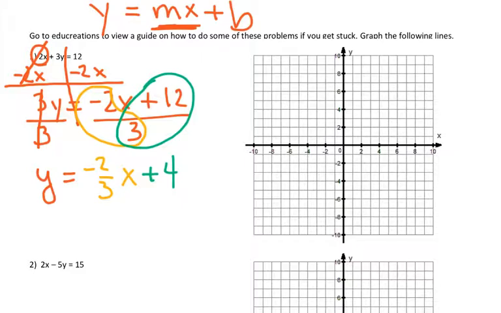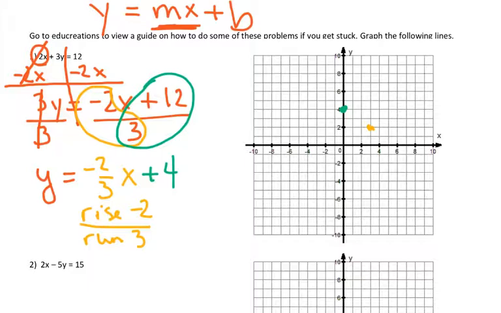So I'm going to start with my y-intercept of 4. So I plot my y-intercept of 4 on my graph. And remember that the slope tells us to rise negative 2, which means I need to go down 2, and run 3, which means I need to go right 3. And we start from the point that I already plotted. So from the 4, I'm going to go down 2 and right 3, and I'm going to plot another point.